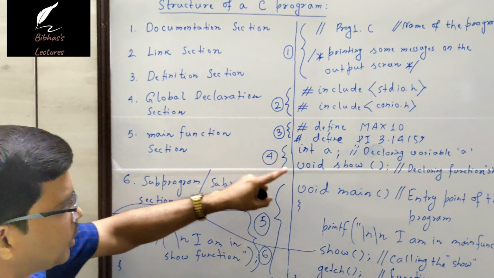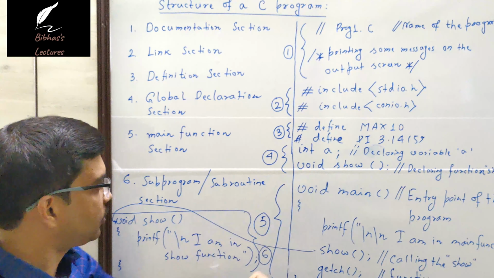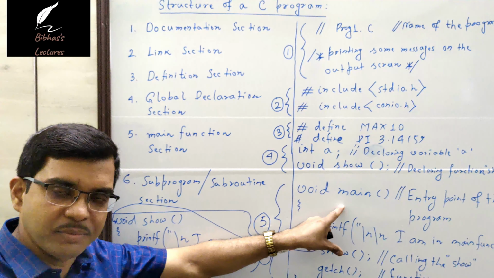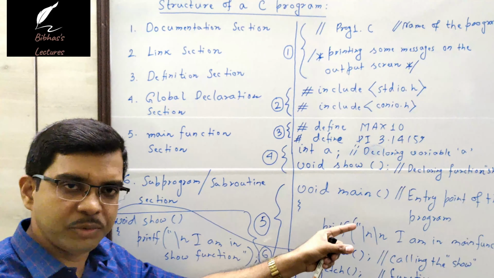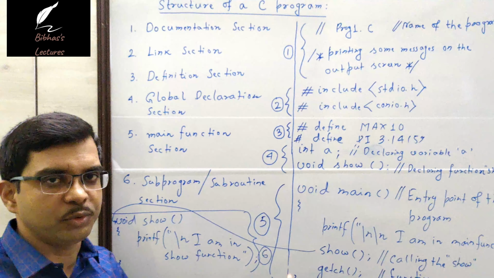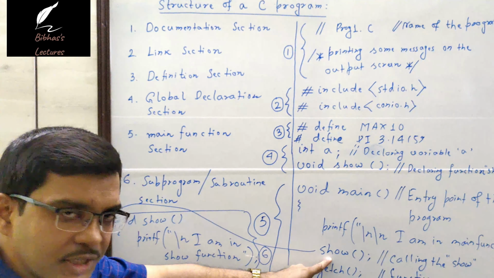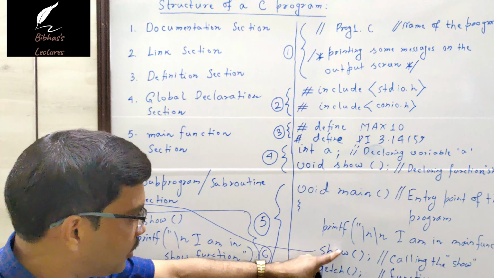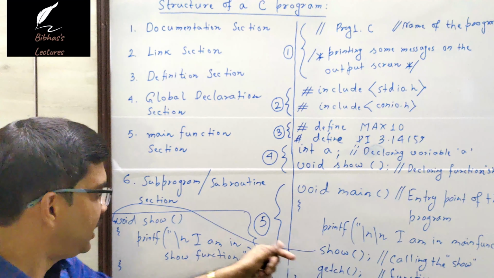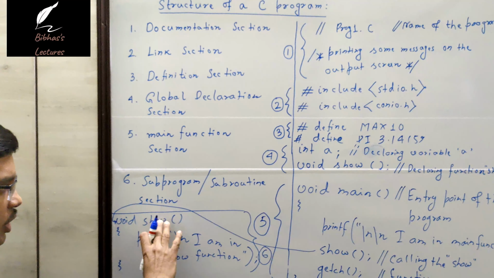Now the global declaration section: whatever you declare outside the main function, you can declare variables and functions. This is the main function. Main is the boss of the program, where the program will start. Without the main function, the program will not start, and your program will contain only a single main function. Another function that we have defined, show, has been called from main. So main is the calling function, and show is the called function. And here we have defined the show function in the subprogram section.